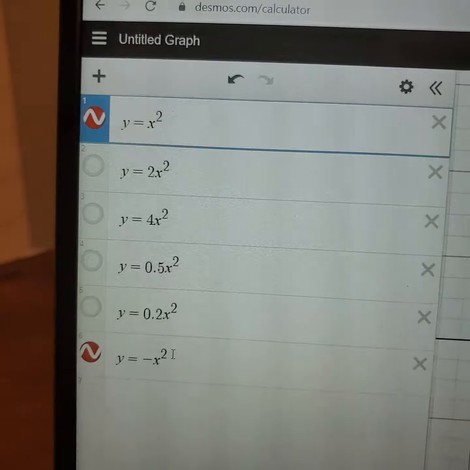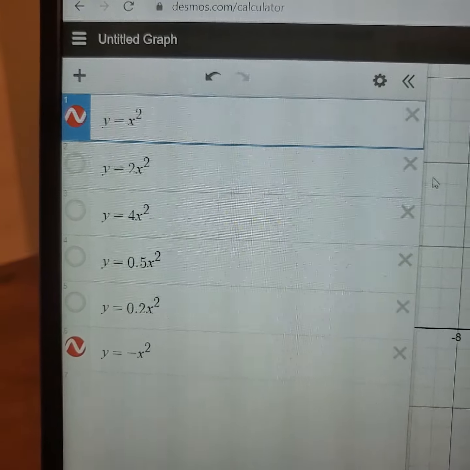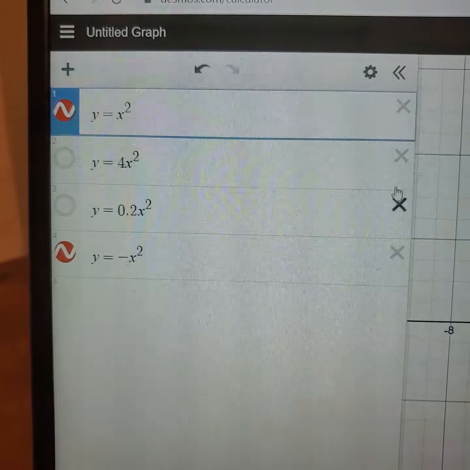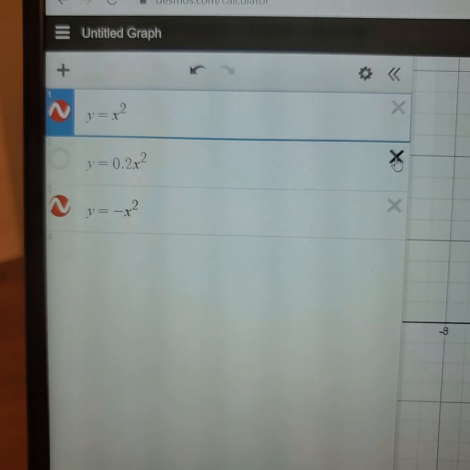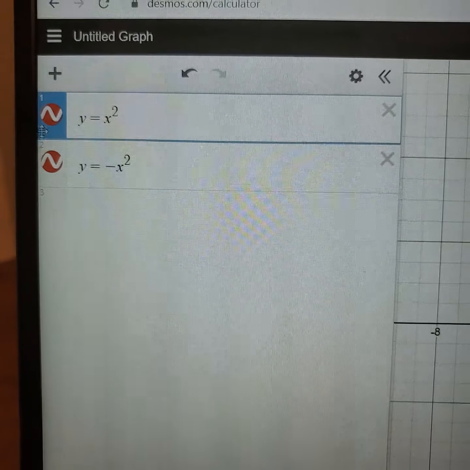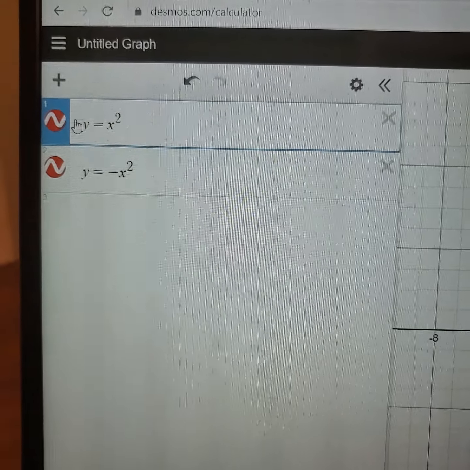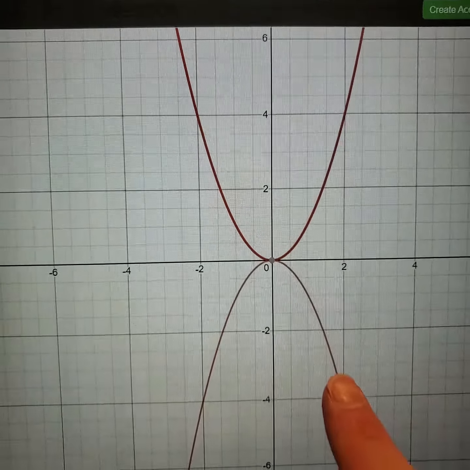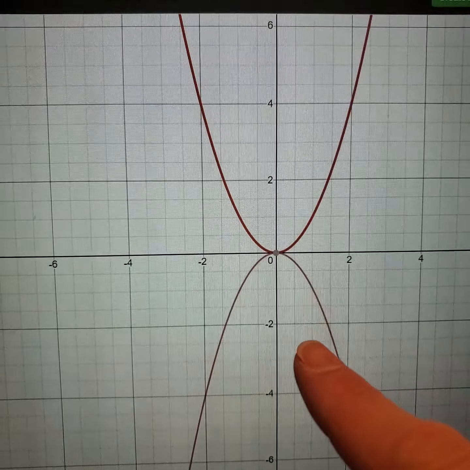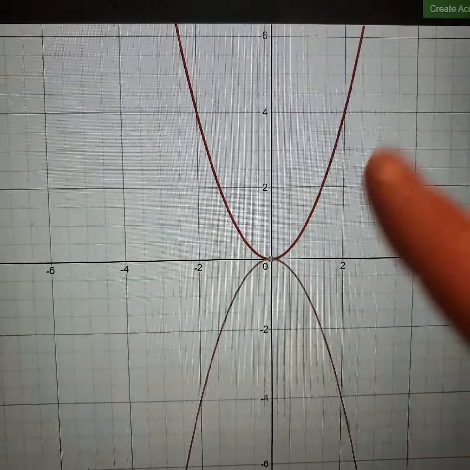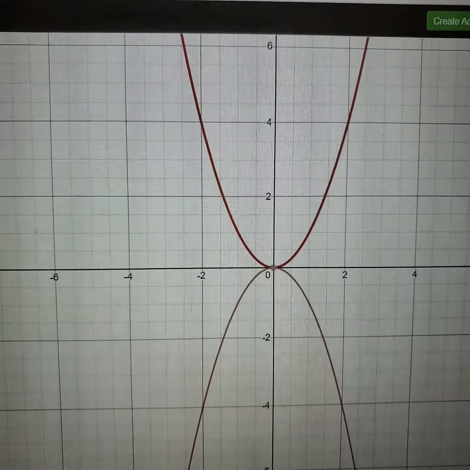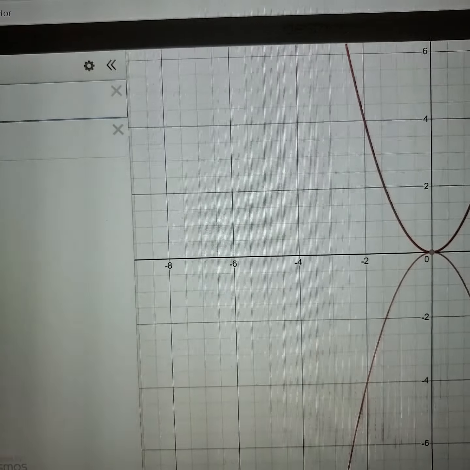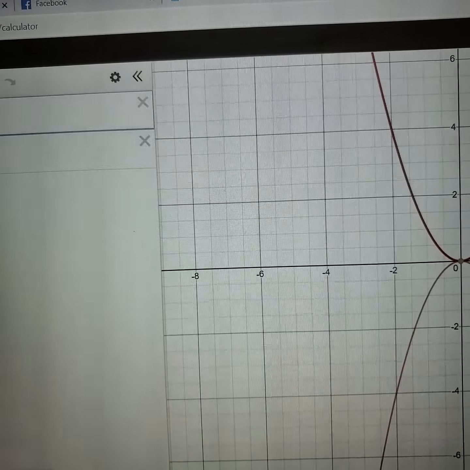When we compare the graphs of y equals x squared and y equals negative x squared, one opens up, one opens down. We would say that this guy has been reflected in the x-axis. So that's the first thing we look for when we're examining the value of A. Let's go back to the note.